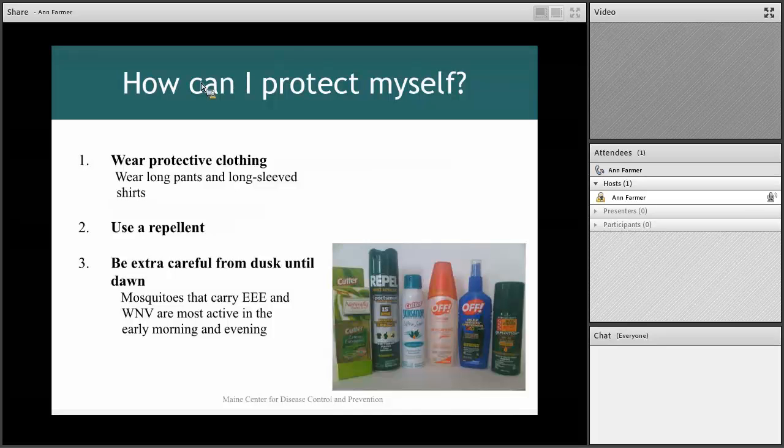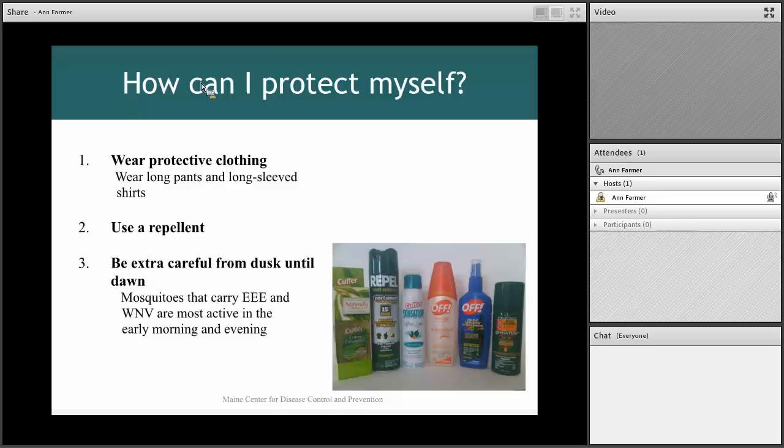So, how can I protect myself? This is the most important part. The best way to protect yourself from getting these diseases is by preventing getting bitten in the first place. So first, wear protective clothing. This would be long pants and long sleeve shirts to lessen the amount of uncovered skin. If you are completely covered, it makes it harder for the mosquitoes to get to your skin.